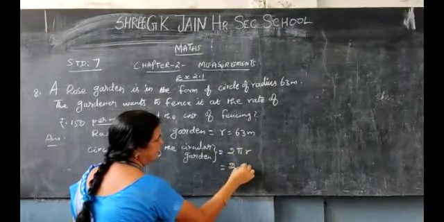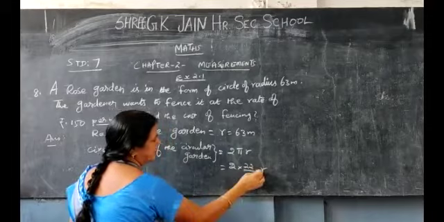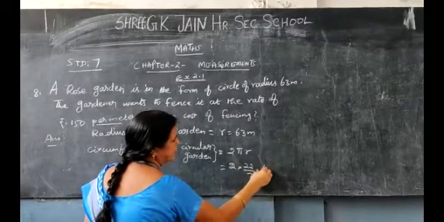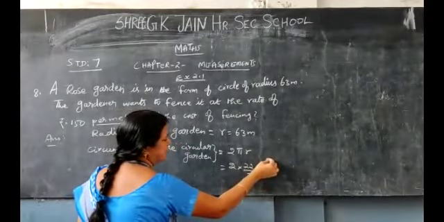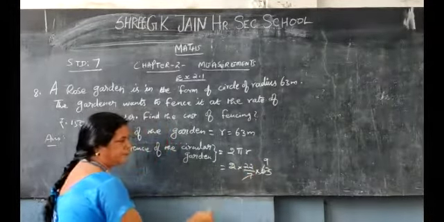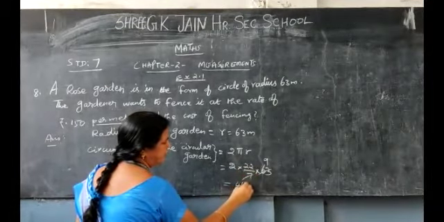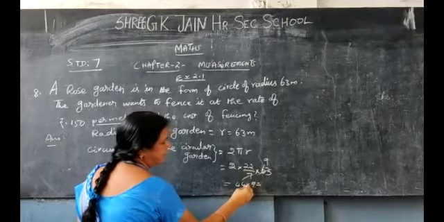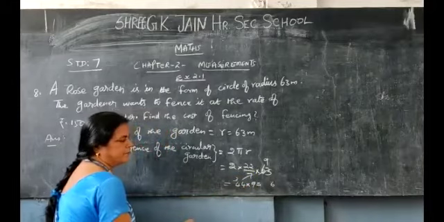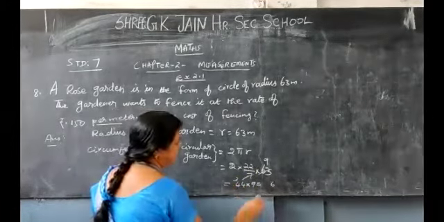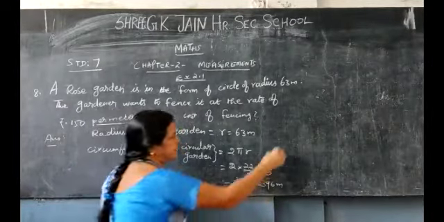So 2 into 22 by 7 into R. In the place of R, what are you going to put here? 63. Now in 7 table how many times will it go? 7 9s are 63. Then you will get 2 into 22, how much? 44. 44 into 9. 9 4s are 36, balance 3. Again 9 4s are 36 plus 3, 396 meter. Okay. Shall we continue with the next one?